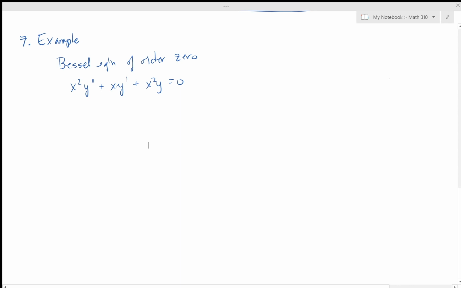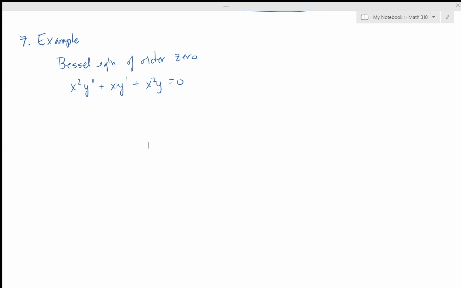Hi, we're back with example 7 of the section on solving ODEs near a regular singular point. And this is a very important equation. This is the Bessel equation of order 0. This may be one of the most important functions in special functions in mathematics, and it's, for example, particularly important in wave propagation. Let me just tell you why it's the Bessel equation of order 0.